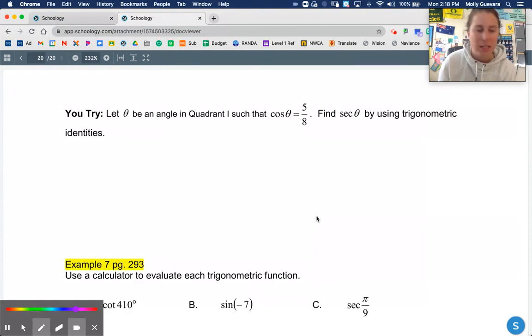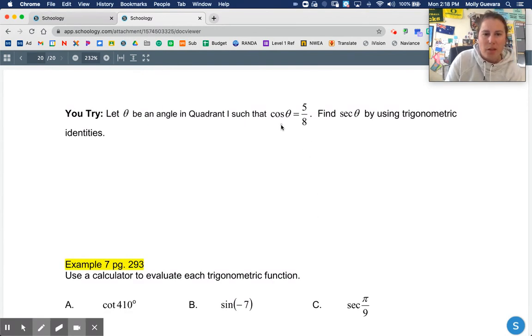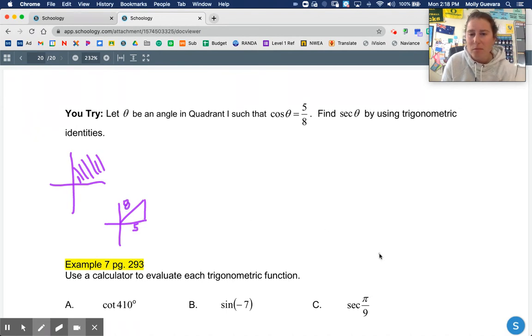Okay, so let's look at this. I know that it's in quadrant 1, excuse me. And I know that cosine is 5/8. So that means that this is 5 and this is 8. Okay, wants me to find secant.